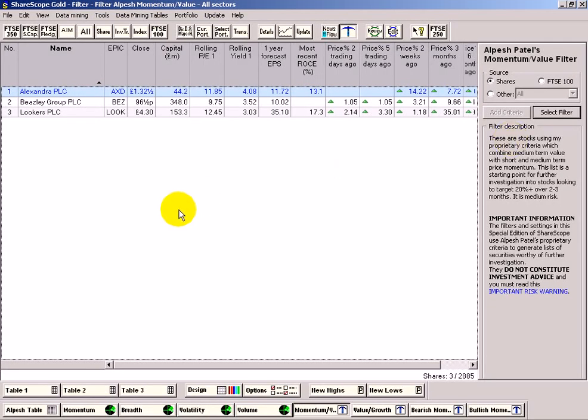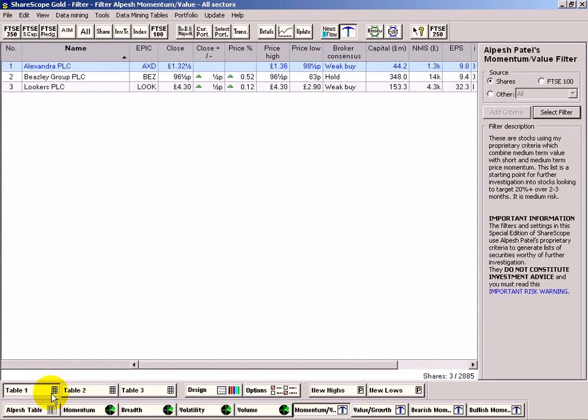Okay, let's start off with the momentum value data mining filter. Now what you can see there is I've clicked on that button and it's thrown up some stocks. These are based on criteria which are hidden away because they're proprietary. They've been developed by me over a number of years. And what they show me is the stocks that I like, which are based on two very important things that I'm looking for. First of all, price momentum.